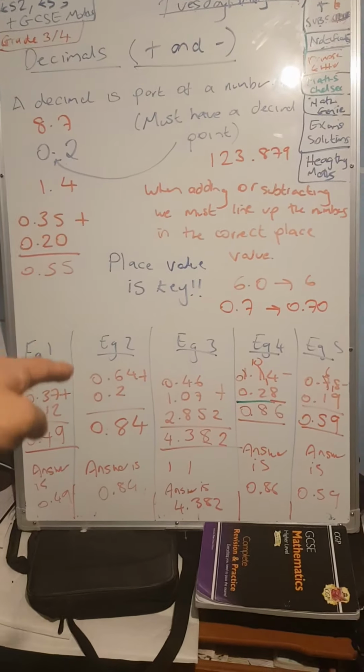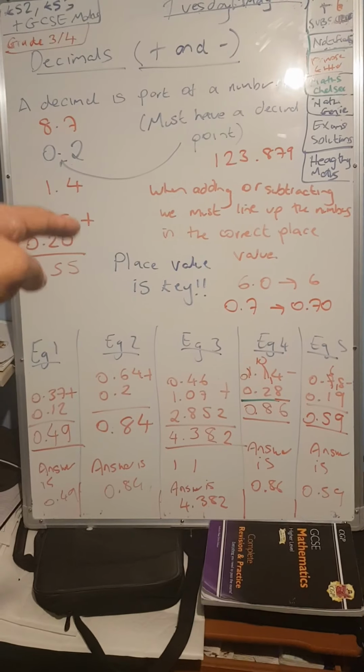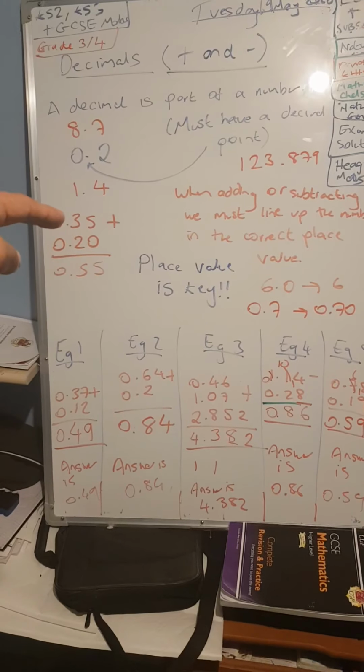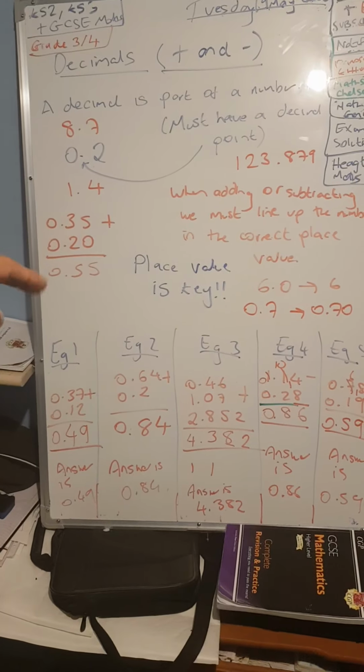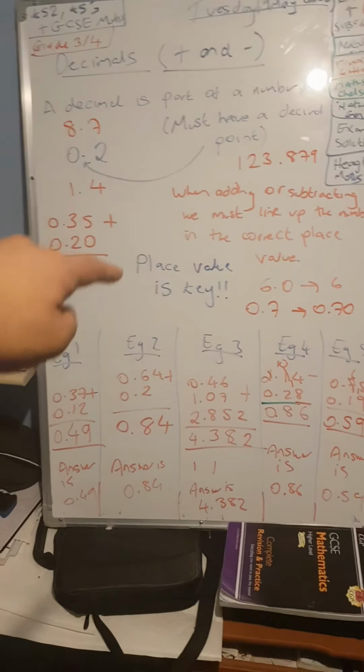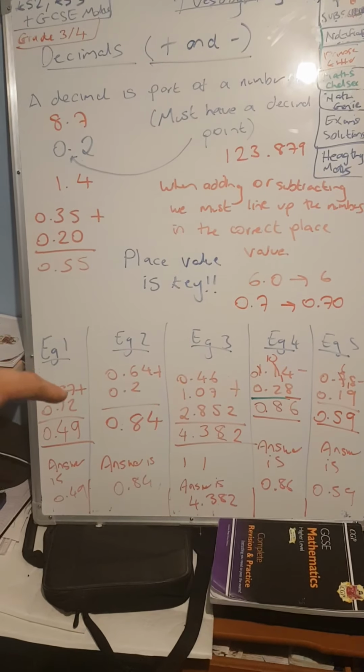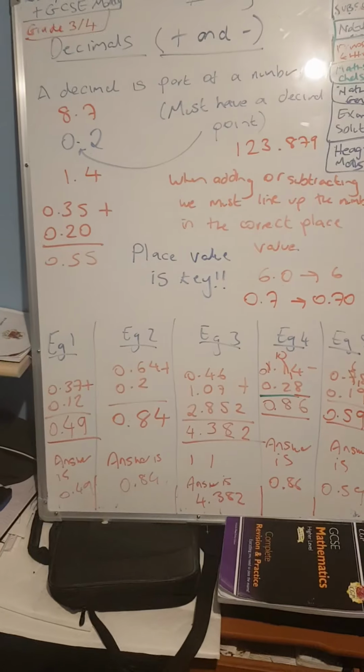So what I do, guys, is add my numbers together. Looking up here, 5 plus 0 I get 5, 3 plus 2 is 5, put the point in there, 0 plus 0 is going to give me 0. And similarly for example 1, 7 plus 2 is 9, 3 plus 1 is 4, 0 plus 0 is going to be 0.